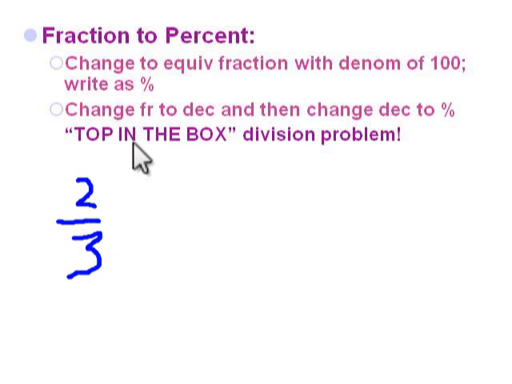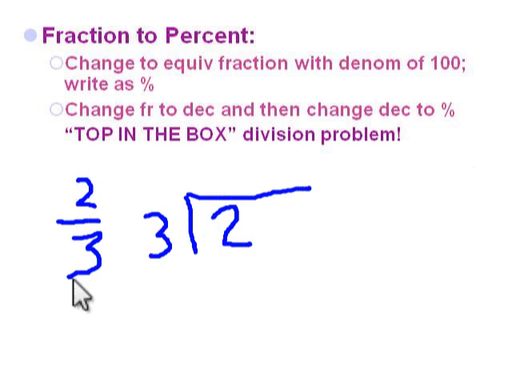So we're going to change this fraction into a decimal first, and then we're going to change the decimal into a percent. So if you recall from the fractions unit, to change a fraction into a decimal, we have to do a division problem, the one that's suggested by the fraction. So this says 2 divided by 3. So top in the box, 2 divided by 3. So you should expect that because this fraction is less than 1, 3 won't go into 2 evenly.